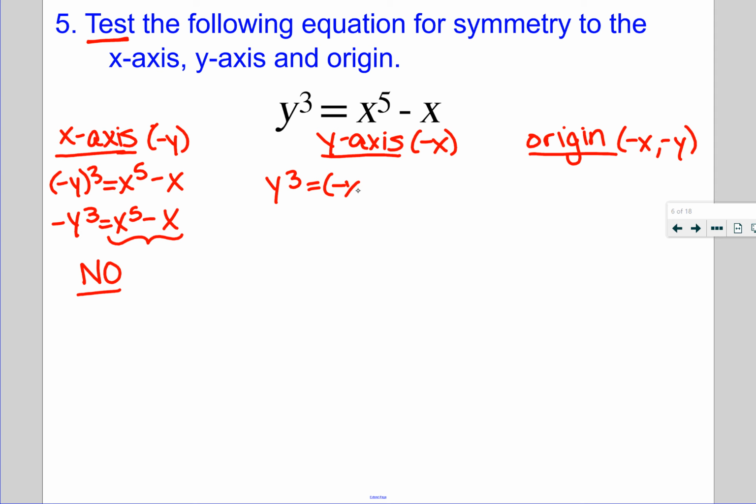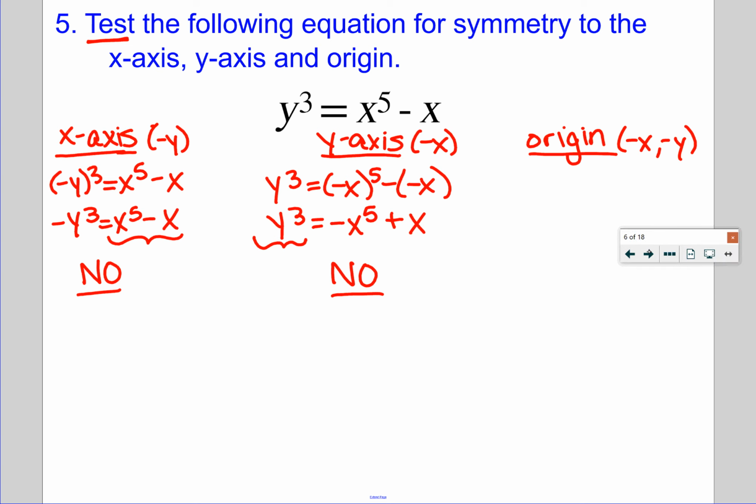So -x to the 5th minus -x. So I have y to the 3rd. That'll be a -x to the 5th, and then minus a negative here will be a positive x. Now, once it's simplified, I can say the left side looks the same as the original equation, but the right does not. So we say that there is no symmetry to the y-axis. Finally, symmetry to the origin, we plug in both.